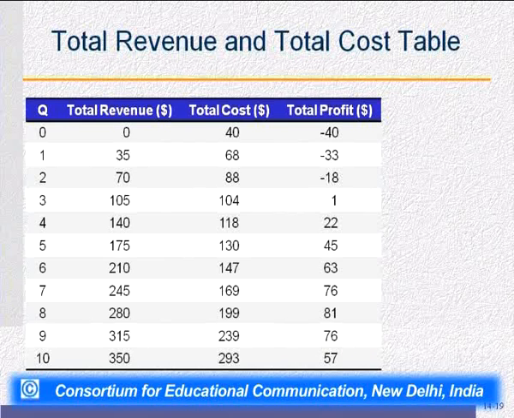And as you produce additional units, the total cost is increasing at a diminishing rate: 40, 68, 88, 104, 118. If you look at the differences, the difference in total cost keeps decreasing. Total cost is increasing but at a slower rate, and on the other hand total profit 22, 45, 63, 76, 81 keeps increasing. Total revenue is increasing: 35, 70, 105, 140, 175, 210.